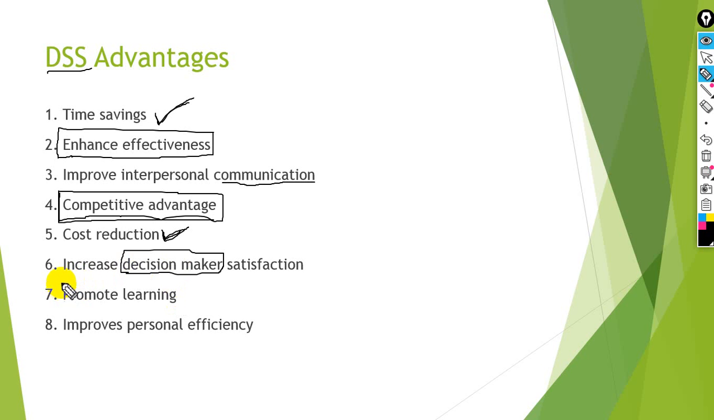Okay, promote learning. So it will also improve learning in the organization. Improve personal efficiency, so it will also improve the personal efficiency in the organization.